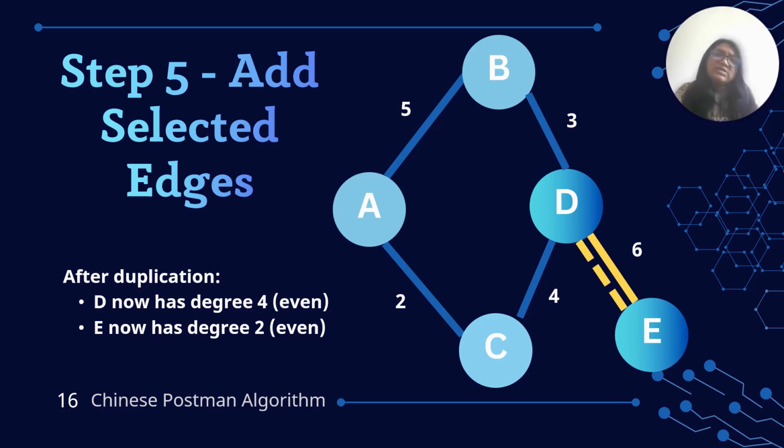D was degree 3, now it becomes 4. Even. E was degree 1, now it becomes 2. It is also even now. Suddenly our non-Eulerian graph has become Eulerian. All vertices are now even, which means we can finally draw a circuit.